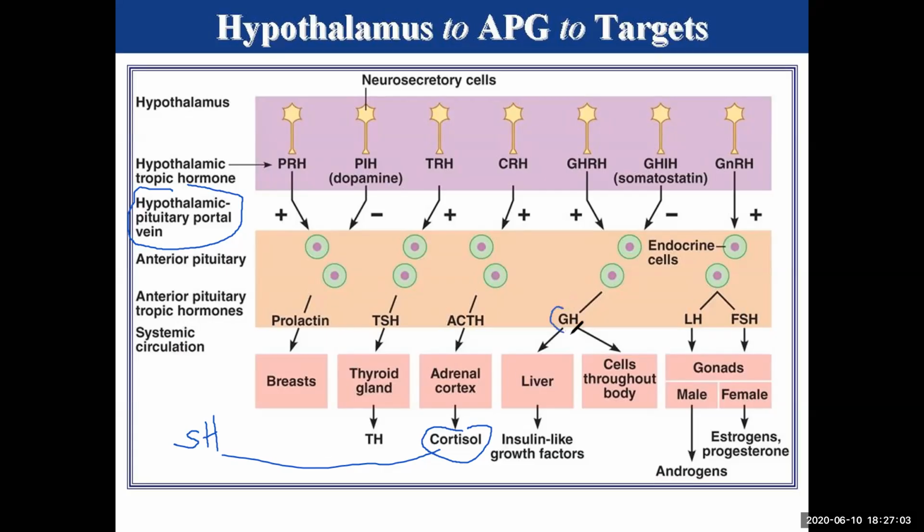Growth hormone targets the liver and cells throughout the body for cell growth, inducing cell division. And then these are the two hormones targeting the gonads, both male and female. We're going to talk about them when we talk about the reproductive system. So this is how the endocrine system controls other organ systems through the release of long distance chemical messengers we call hormones. They are all released into the bloodstream and they all affect their targets that are physically located farther away from the anterior pituitary gland.